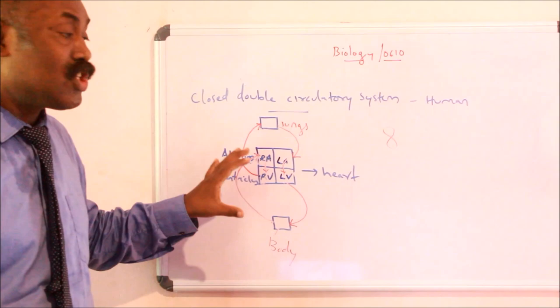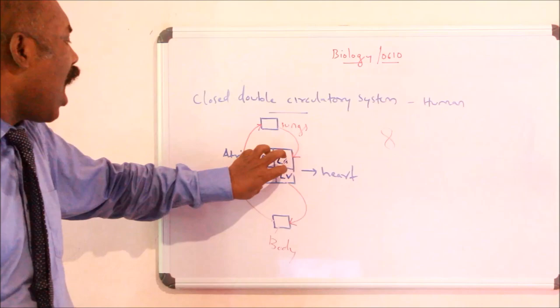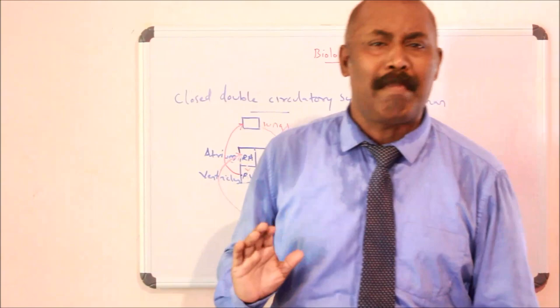Okay, what does double circulation mean? It is nothing. It is heart, lungs, heart. Heart, body, heart. So you just keep this in mind. Okay, what is double circulation?